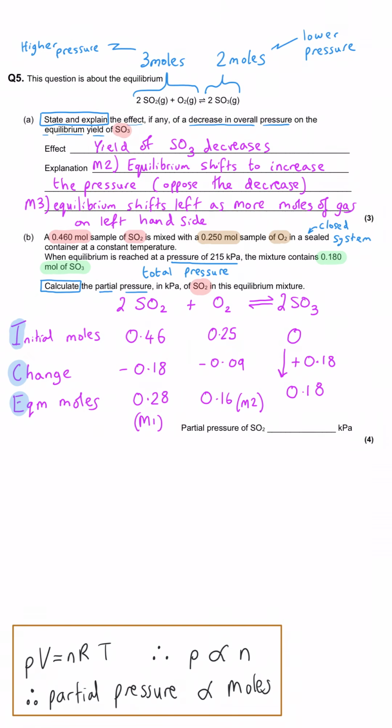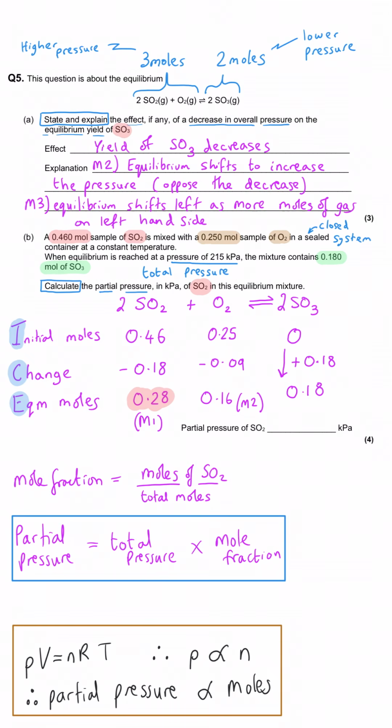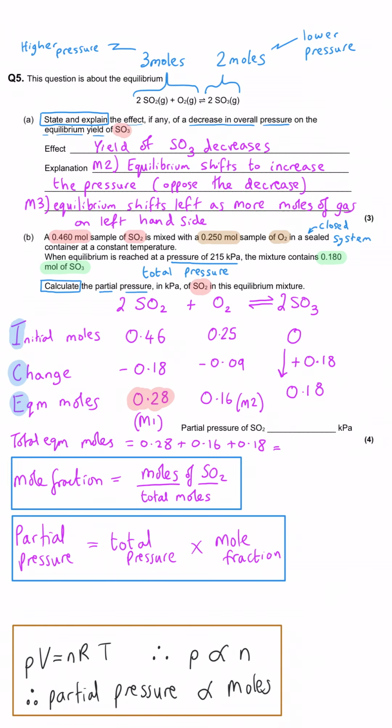And so to calculate what the partial pressure is, we need to work out what fraction of the total moles our particular gas is, so specifically our SO2. And so what we're going to do is work out what our mole fraction is. To do that, we need to work out what the total equilibrium moles is by summing our 0.28, 0.16 and 0.18, and that gives us an answer of 0.62 moles.